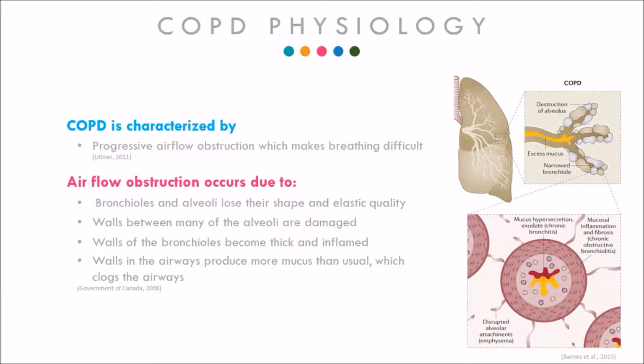The walls of the bronchiole become thick and inflamed. The cells in the airways produce more mucus than usual, which clogs the airway. And the last 2 points are also known as chronic bronchitis.